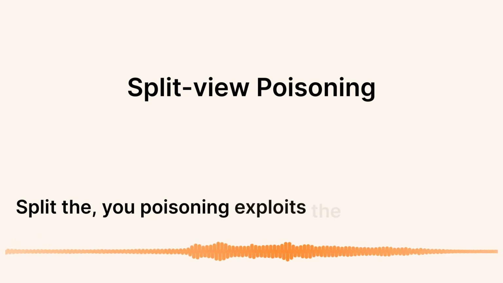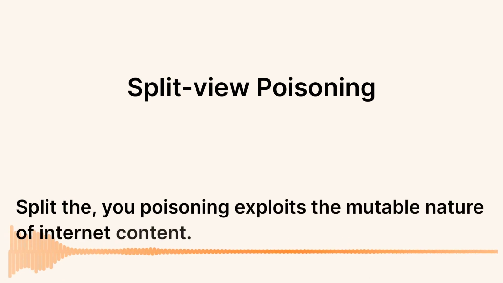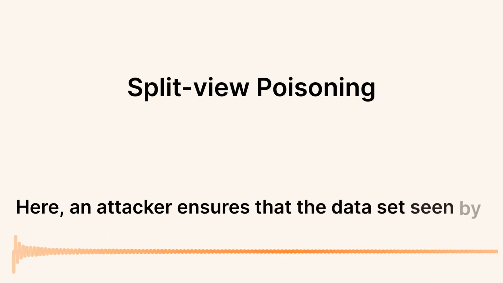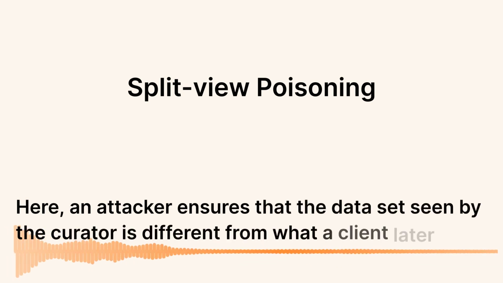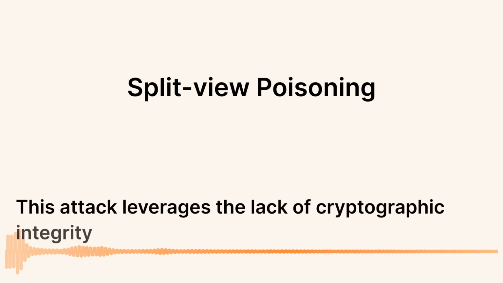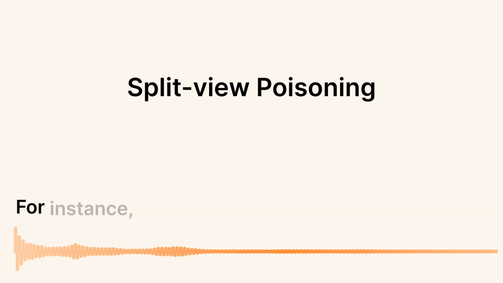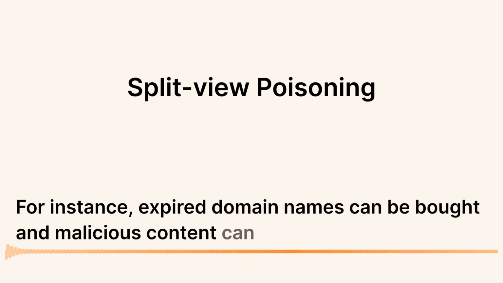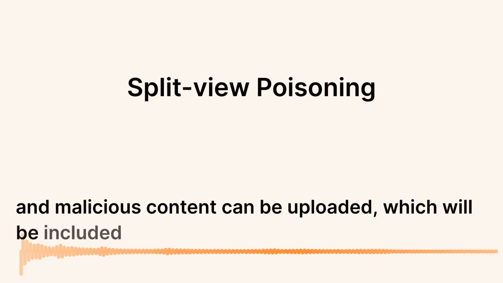Split-value poisoning exploits the mutable nature of internet content. Here, an attacker ensures that the dataset seen by the curator is different from what a client later downloads. This attack leverages the lack of cryptographic integrity checks. For instance, expired domain names can be bought and malicious content can be uploaded, which will be included in future dataset downloads.